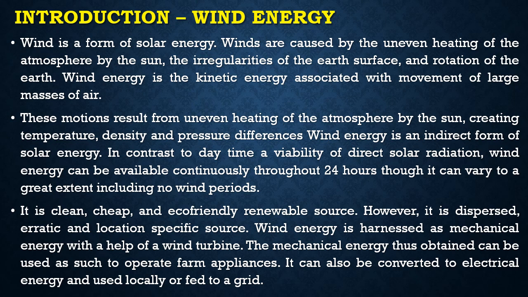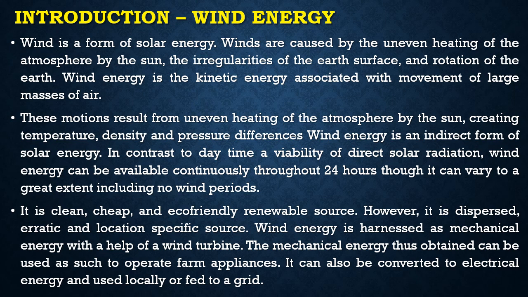Wind energy is incident solar energy that is converted to an indirect form of solar energy, and in contrast to direct solar radiation, which varies with the day and time, wind energy can be available continuously throughout 24 hours, though it can vary to a great extent, including no-wind periods. This is a clean, cheap, and eco-friendly renewable source. However, it is dispersed, erratic, and location-specific.